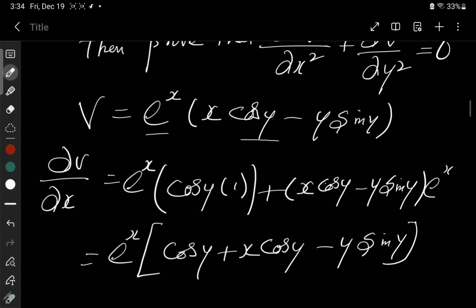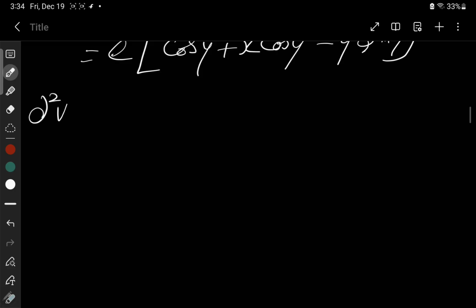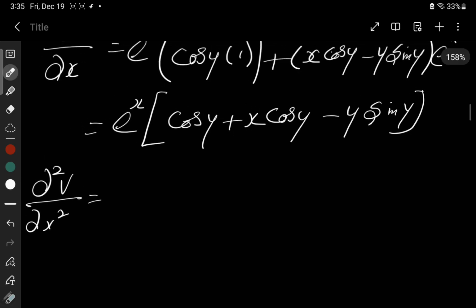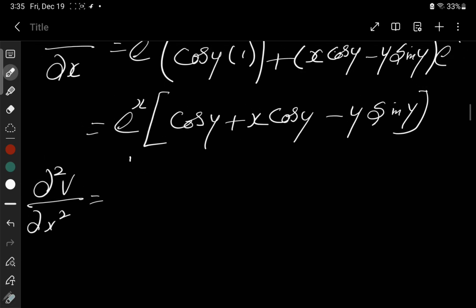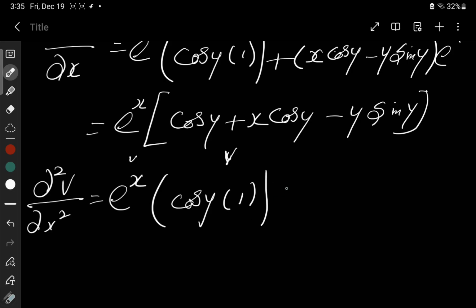Dou squared v by dou x squared, the second derivative. Again you consider this as a product of the two terms, u term and v term. Keep e power x and differentiate this v term. Cos y is 0, but here x cos y: cos y is constant, differentiating x, I will get 1 plus. And this y sin y also gives 0, so no need to write. Now keep v as it is, cos y plus x cos y minus y sin y.